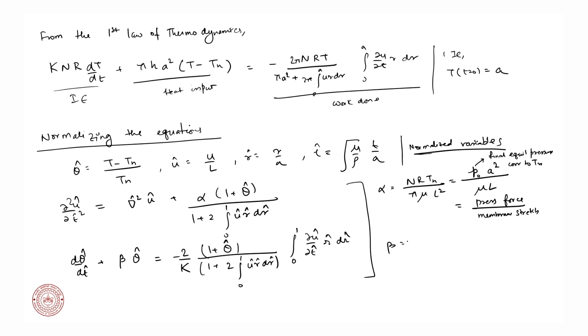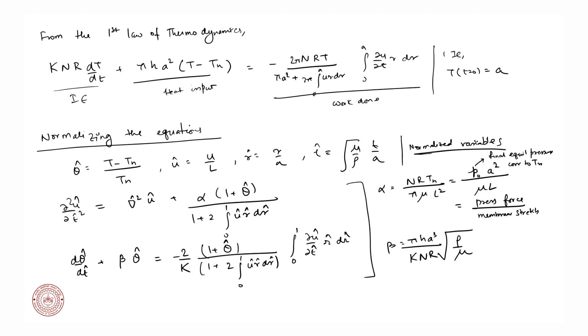And beta in this case is equal to pi h into A cube capital K n R rho over mu. Okay. And just like last time, it is a ratio of the oscillating time scale to the thermal time scale. In this case, the oscillation is due to the membrane oscillation, divided by the thermal time scale. Okay. Same set of equations that we have derived over here.